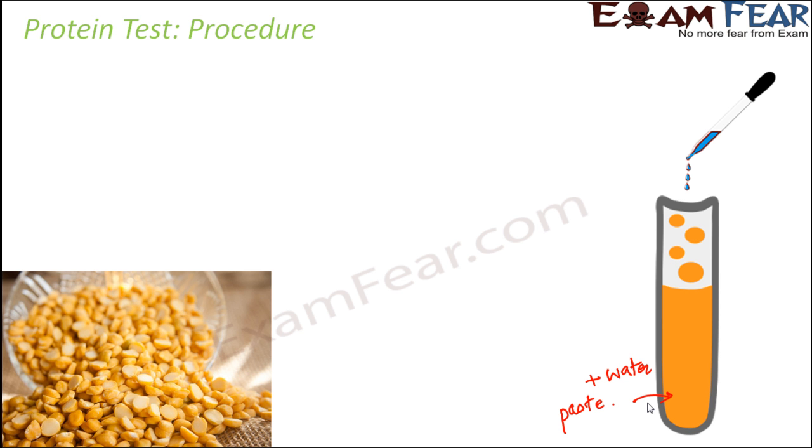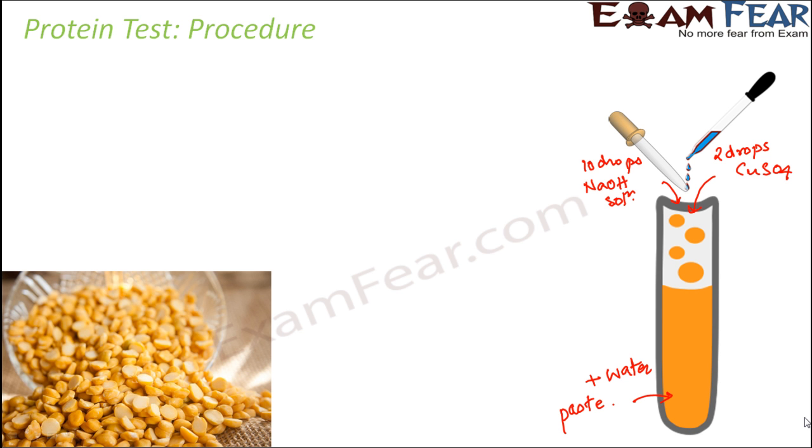Now we add to it 2 drops of copper sulfate solution. Approximately 2 drops of copper sulfate solution are added to this test tube. And then around 10 drops of caustic soda solution are added. So you first added 2 drops of copper sulfate solution, then around 10 drops of sodium hydroxide or caustic soda solution, and then you shake the test tube really well so that everything gets mixed together very well: the caustic soda solution, the copper sulfate solution, and the paste of the pulses.